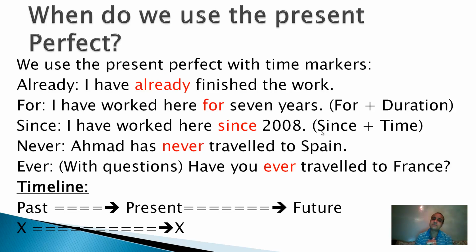Also we use the present perfect with actions that happen in the past but have consequences in the present. نتائج، عندنا نتائج في الحاضر.